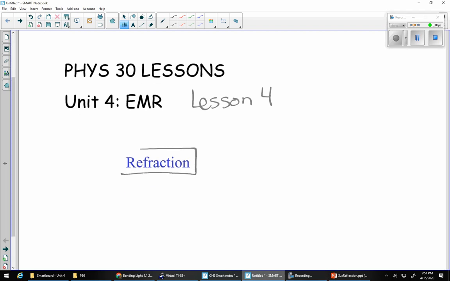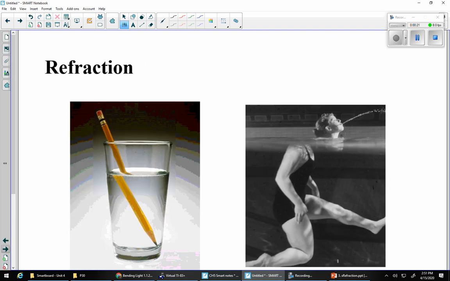And you may remember from Physics 20, we very briefly talked about refraction, and that's the bending of a wave as it goes from one medium into another medium.